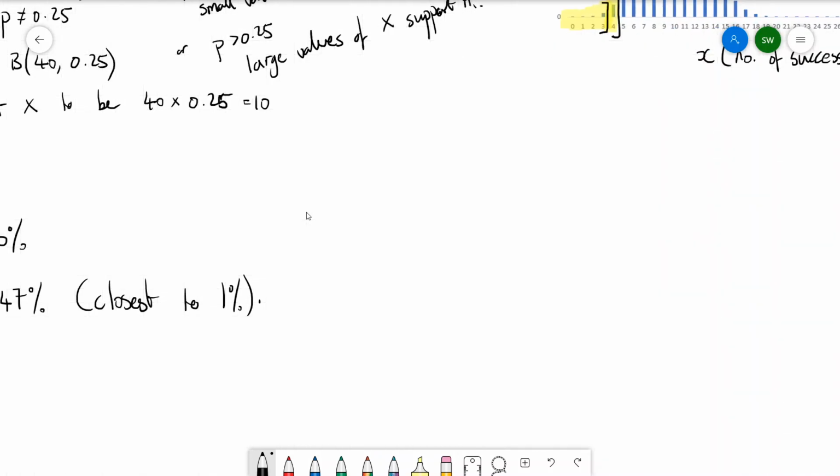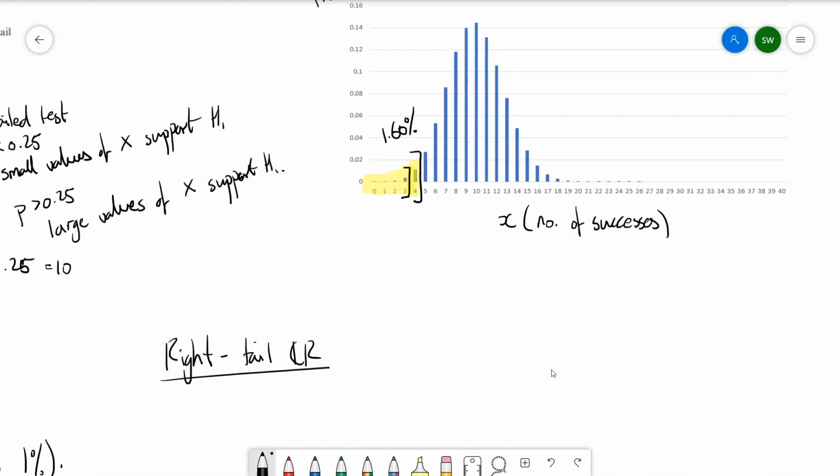Let's do a similar thing for the right tail critical region. So let's try the right tail. Again, we're just going to have to do a bit of trial and error. We know that we're going to have more than 10. We're going to have to see more than 10 successes to reject H0 and say that the probability is different. So let's try probability of x being greater or equal to 17.